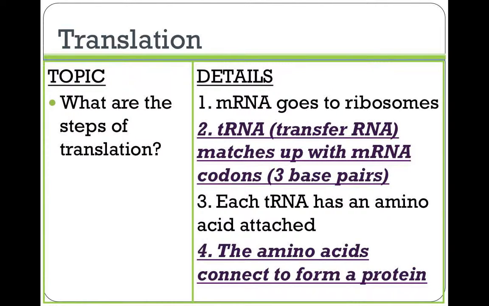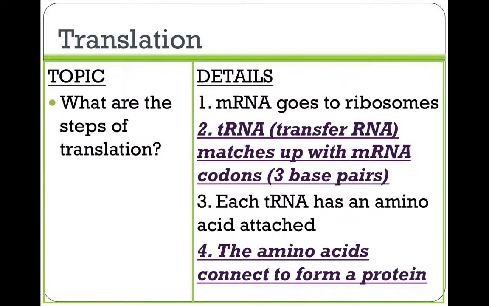Translation has a few main steps. First, RNA goes to the ribosomes. So the mRNA leaves the nucleus and travels to the ribosomes because that's where proteins are made. Second, there's something called tRNA. This is T for transfer RNA. And this matches up with the mRNA codons. Remember that a codon in mRNA is 3 base pair letters together. So, for example, AAG could be a codon. Each tRNA with 3 base pairs attached has an amino acid attached to it.